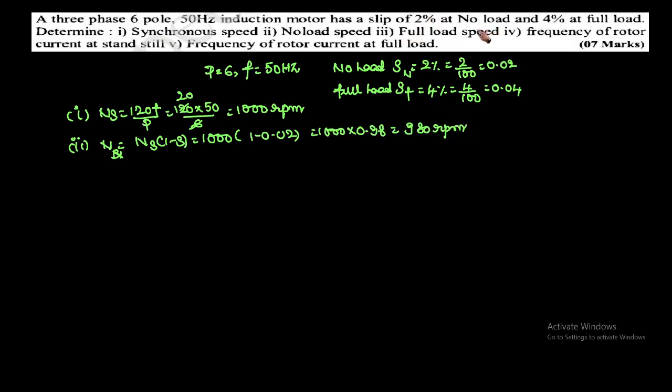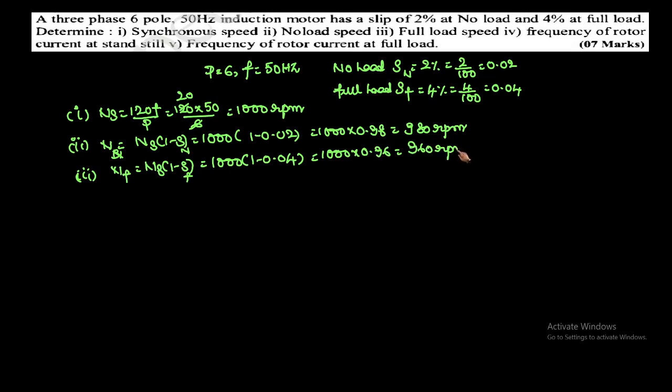Next, the third question is the full load speed. N full load is Ns into (1 minus s) only, but here you have to consider the slip SF instead of Sn. So 1000 into (1 minus 0.04). That is very important. 1000 into 0.96, that is 960 rpm. The speed will be 960 rpm.